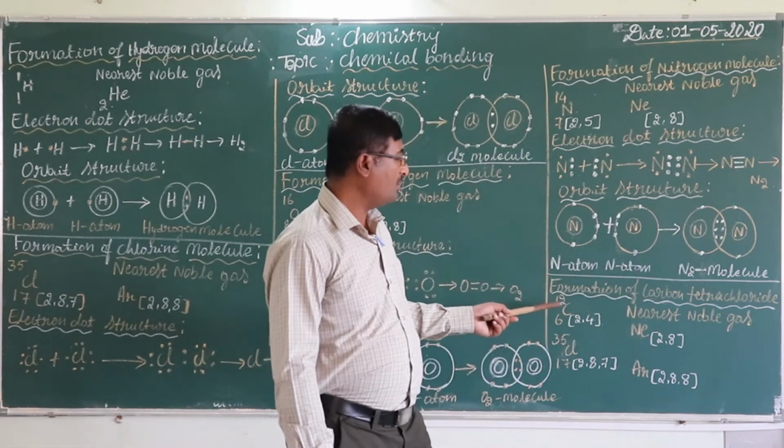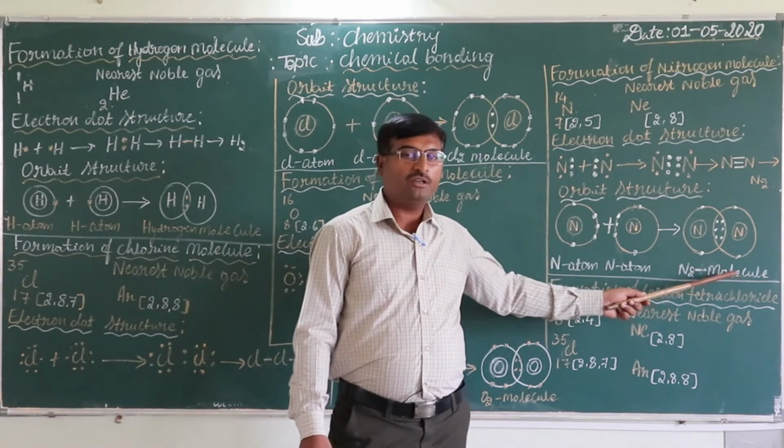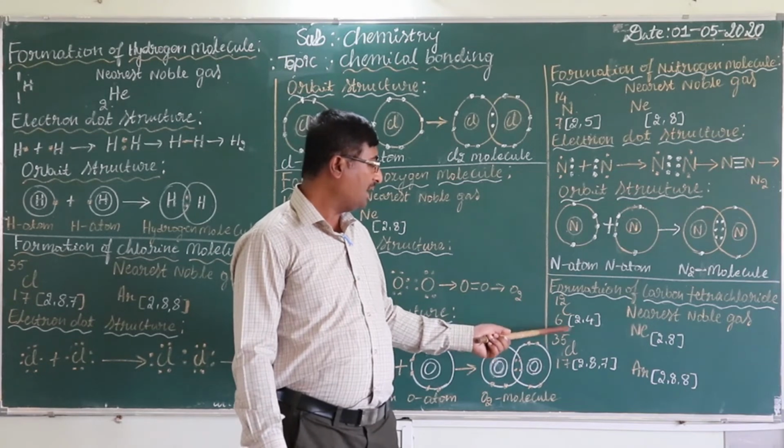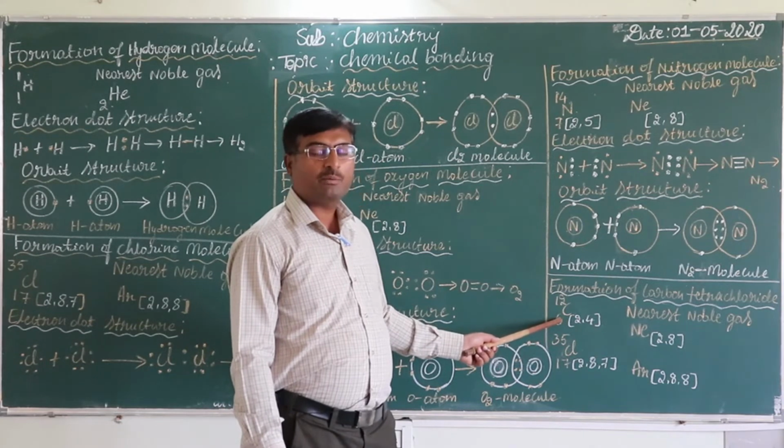Now next we will go to the formation of carbon tetrachloride. In carbon tetrachloride 2 different elements are involved, that is carbon and chlorine. 2 elements are involved here. The atomic number of carbon is 6.